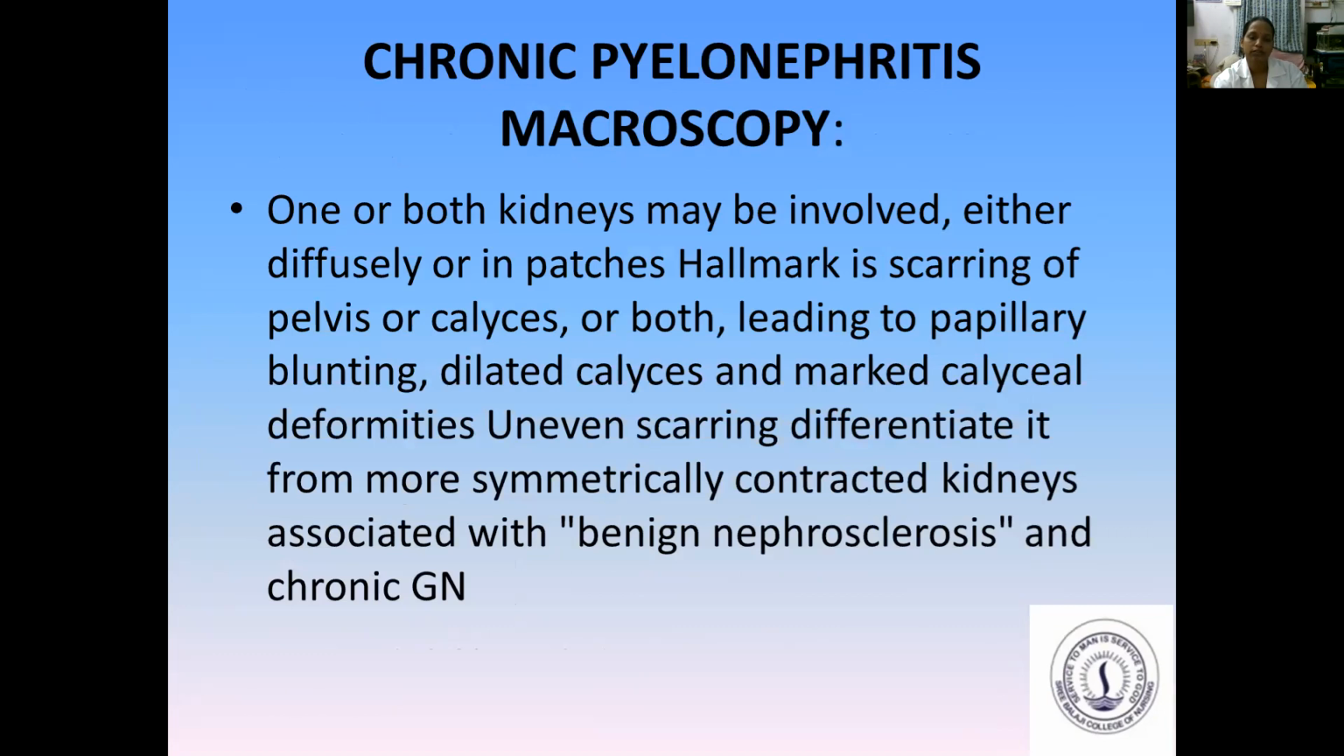So chronic pyelonephritis macroscopy shows one or both kidneys may be involved, either diffusely or in patches. The hallmark is scarring of the pelvis or calyx, or both, leading to papillary blunting, dilated calyx and marked calyceal deformities. Uneven scarring is differentiated from the more symmetrically contracted kidneys associated with benign nephrosclerosis and chronic glomerulonephritis.